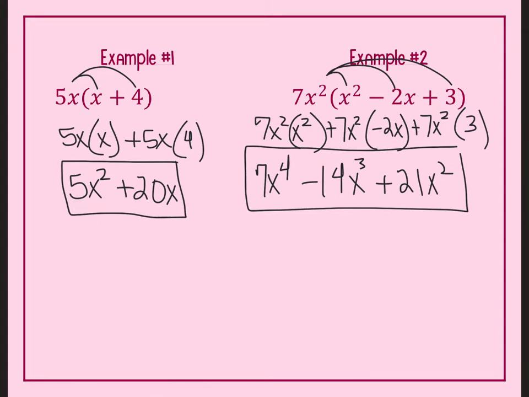Okay. I showed 5x times x, and I showed 5x times 4. I showed it here. I'm actually not going to show this step every single time, but I wanted you to know where these numbers came from.